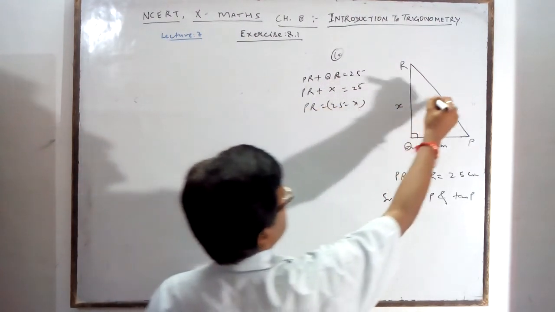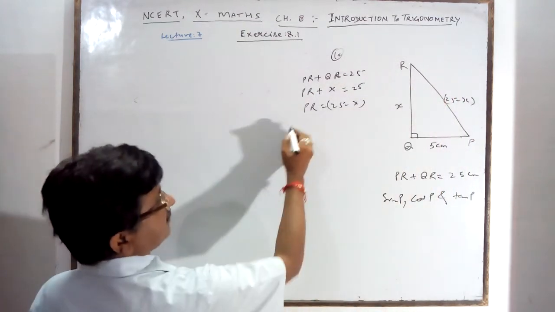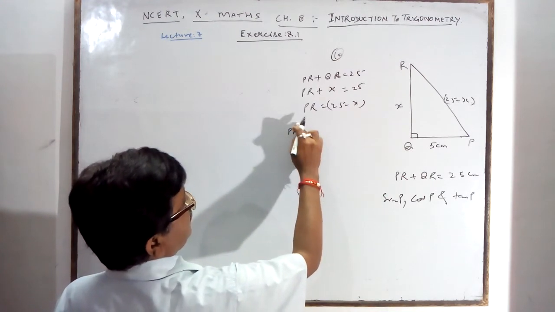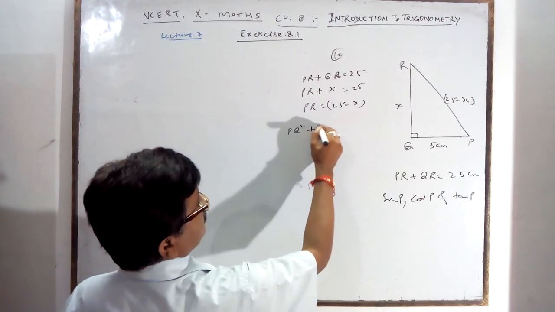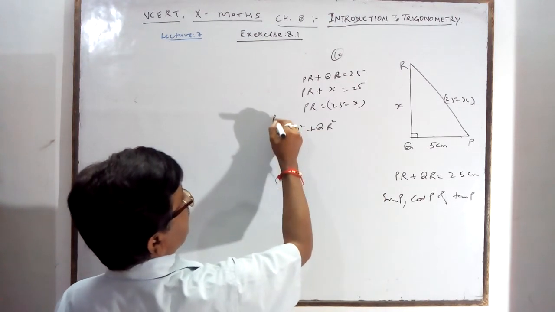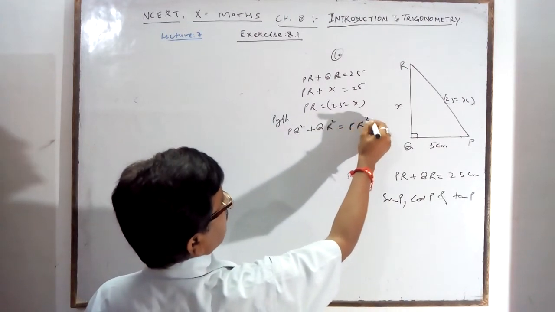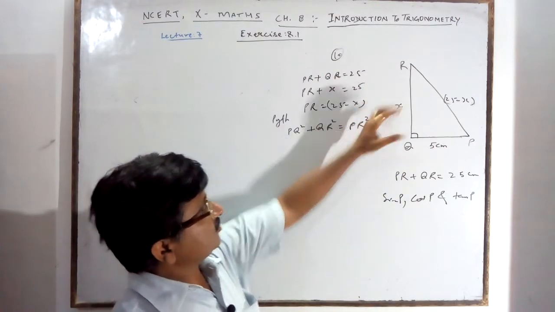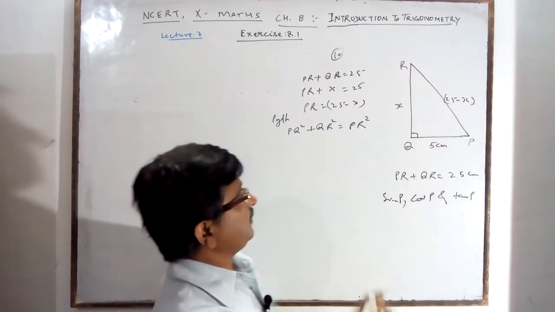25 minus X, you write here. Apply Pythagoras in this right triangle: PR square is equal to PQ square plus QR square by Pythagoras. One example I have also told you in one lecture, that is PQ square plus QR square is equal to PR square. Very simple it is.